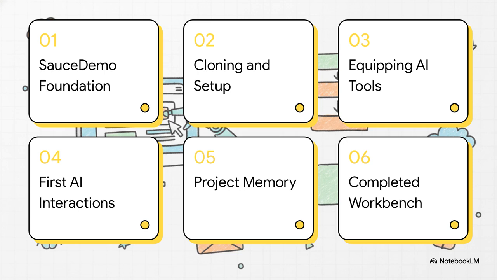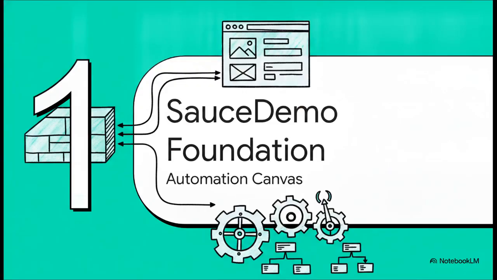So, here's our game plan for today. First, we'll cover the SauceDemo foundation. Then, cloning and setup. Third, equipping our AI assistants. Fourth, first AI interactions. Fifth, standardizing project memory. And finally, number 6, the completed workbench. Let's get to it. All right, starting with Section 1, the SauceDemo foundation, establishing our automation canvas.